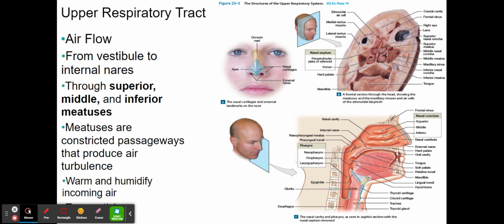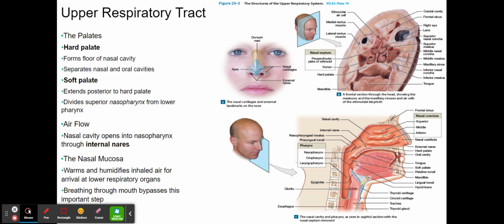The turbulence serves several purposes. As the air swirls, small airborne particles are likely to come in contact with the mucus that coats the lining of the nasal cavity. In addition, the turbulence provides extra time for warming and humidifying incoming air. It also creates circular air currents that bring olfactory stimuli to the olfactory receptors.